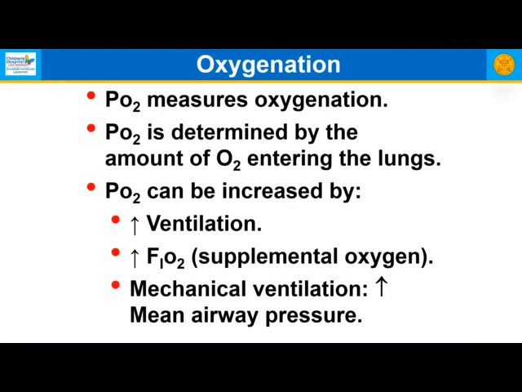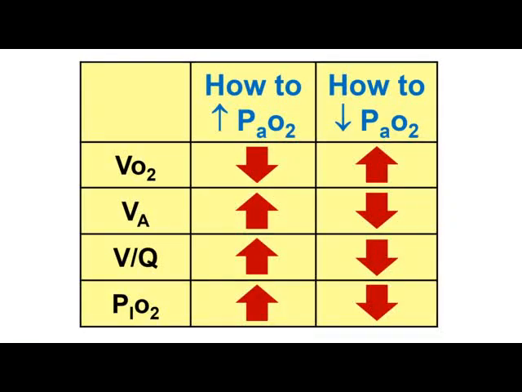So let's talk about oxygenation. The PO2 measures oxygenation, and it's determined by the amount of oxygen entering the lungs. PO2 can be increased by increasing ventilation, increasing the fraction of inspired oxygen or supplemental oxygen, and in mechanical ventilation, increasing mean airway pressure. In terms of how one can increase arterial PO2, basically we could reduce O2 consumption, but that's putting someone into shock. We're not usually going to do that. So you can increase alveolar ventilation, VQ, or PiO2.